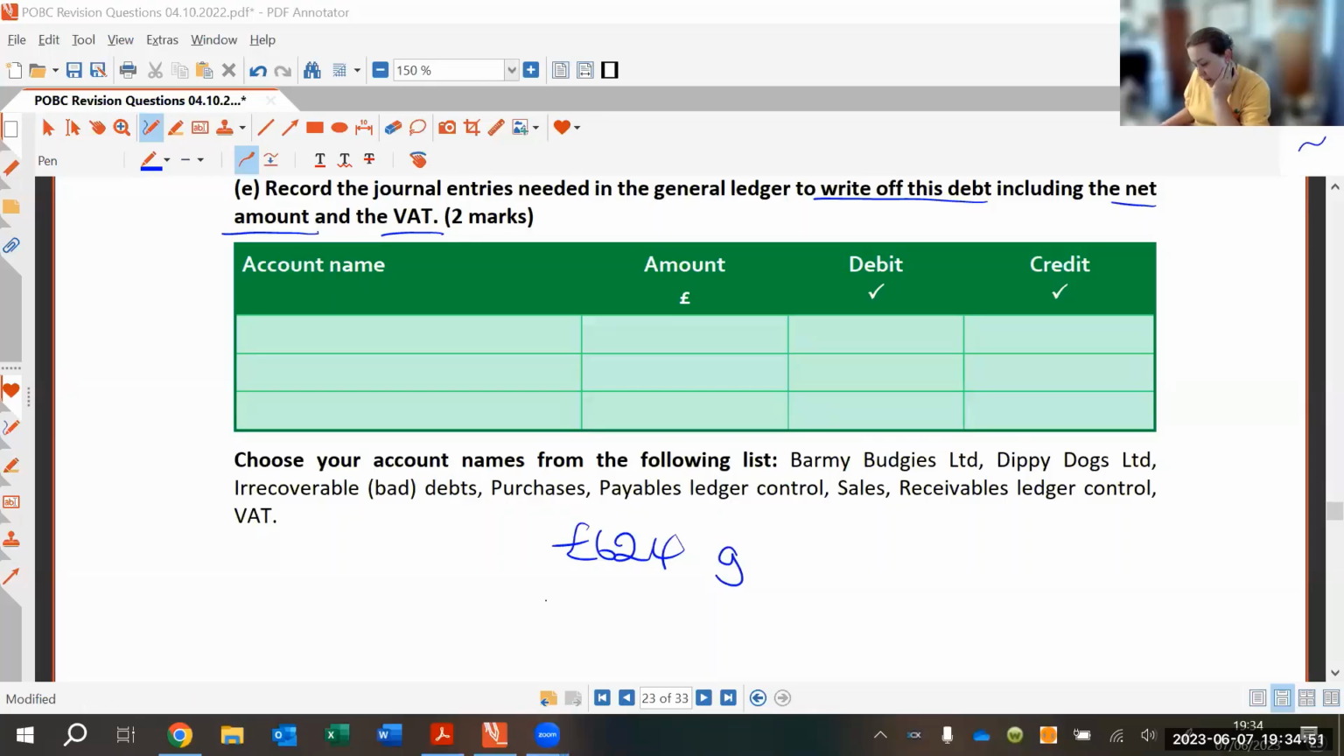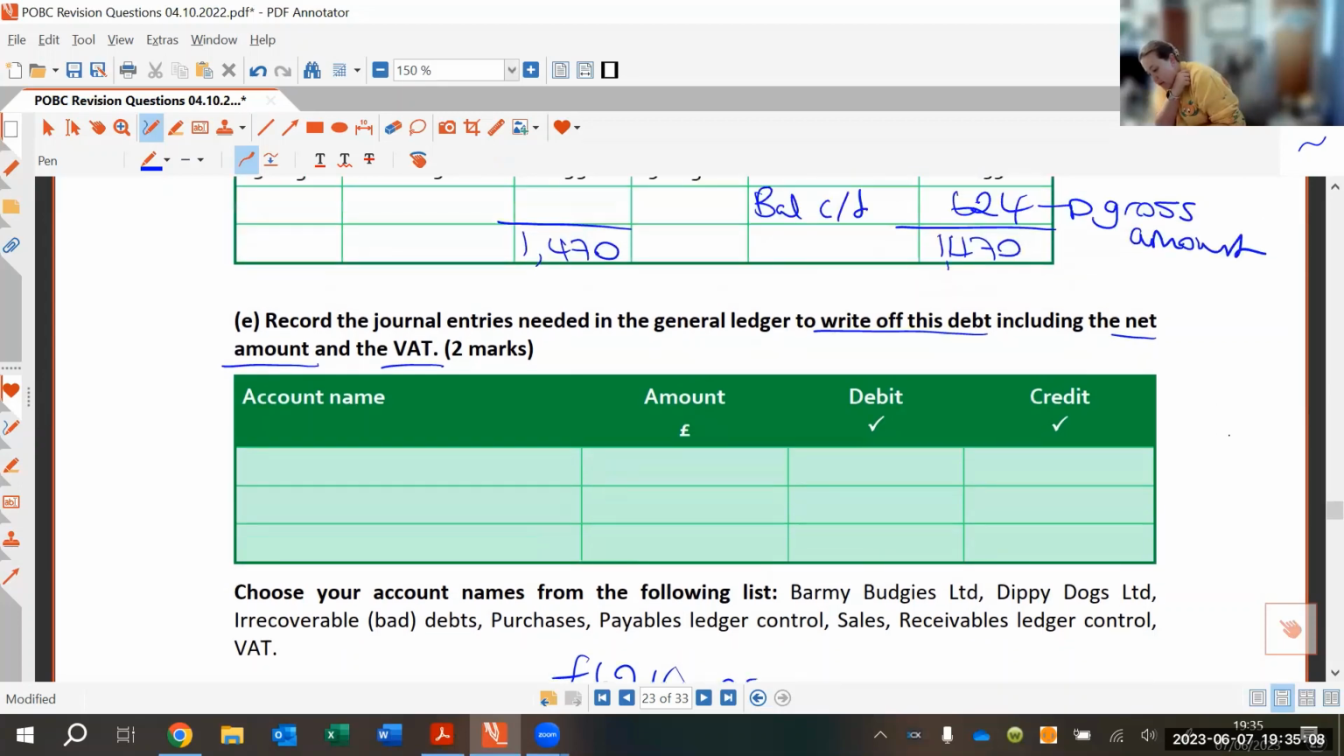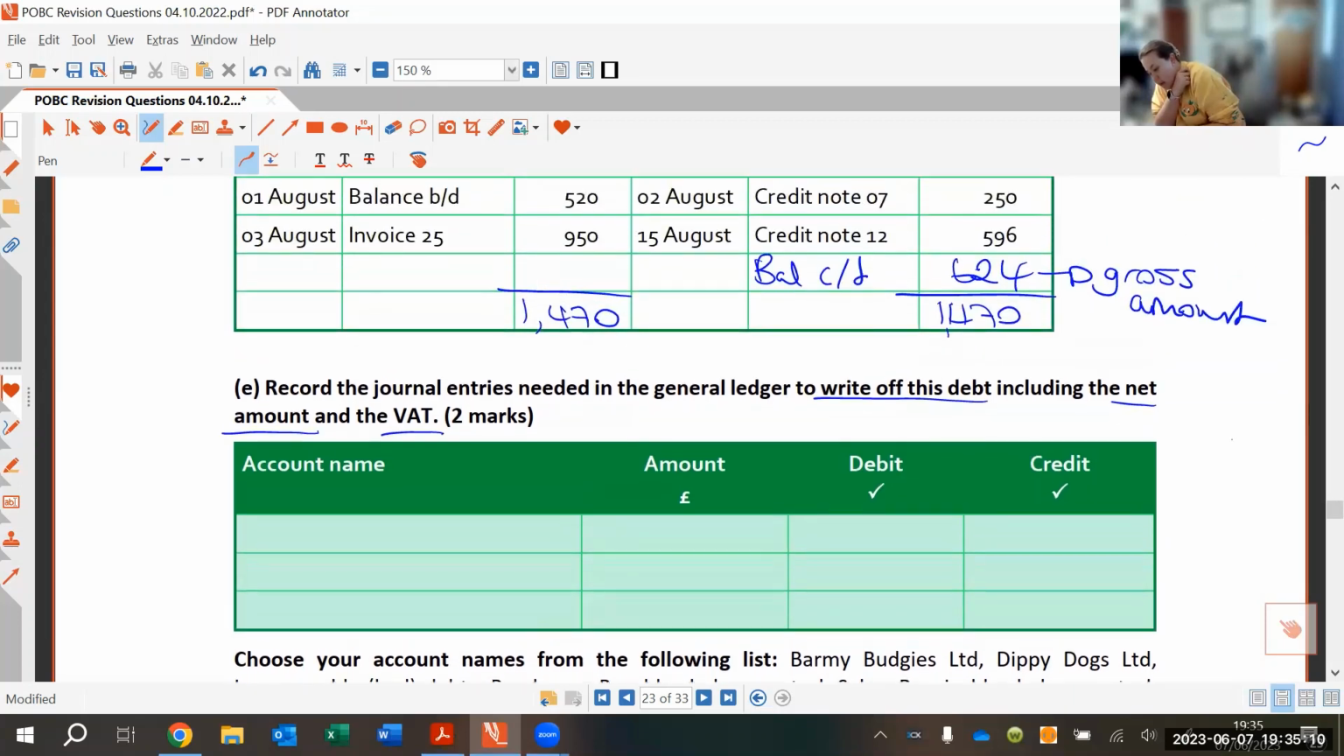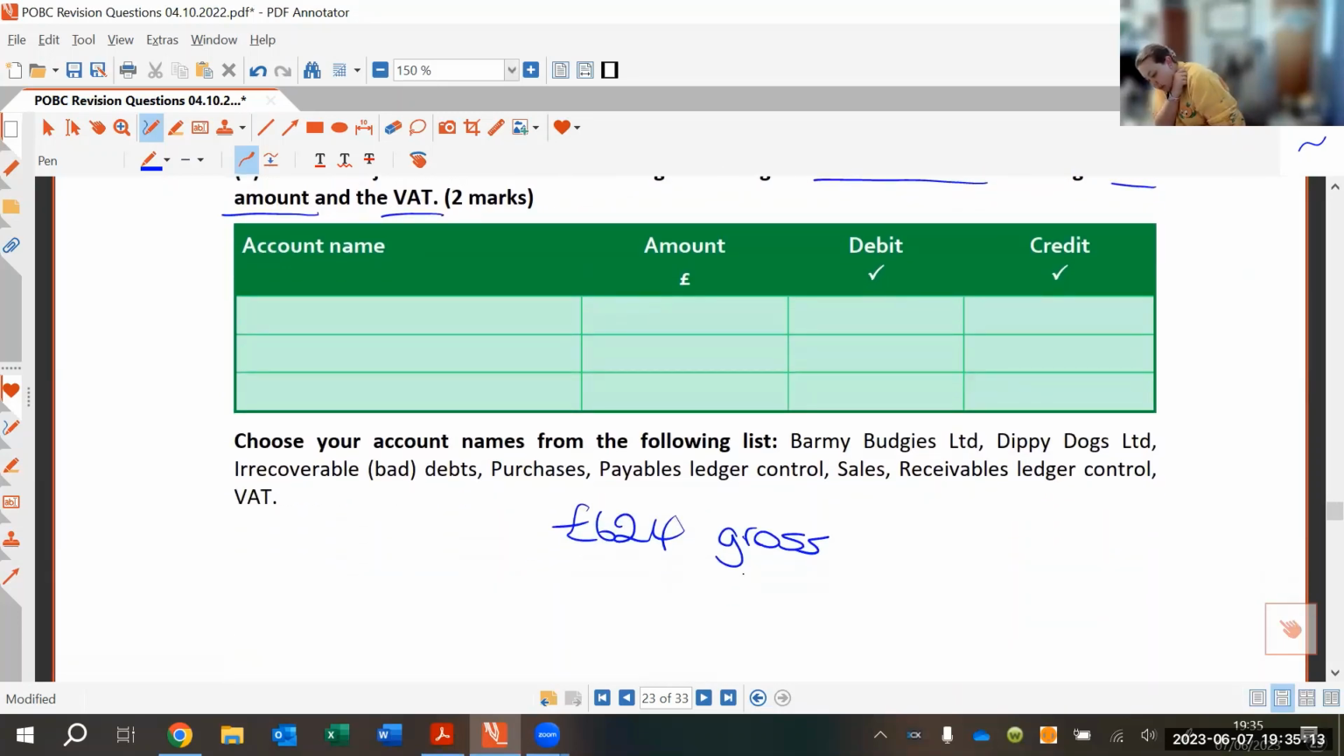Just in case anybody did get kicked out of the original session, I don't know why it kicked it out. It decided it was going to just end it automatically, which was not very helpful. So I was just explaining how we calculate this. It does say for this bad debt write-off that we've got to work out the net and the VAT as well.